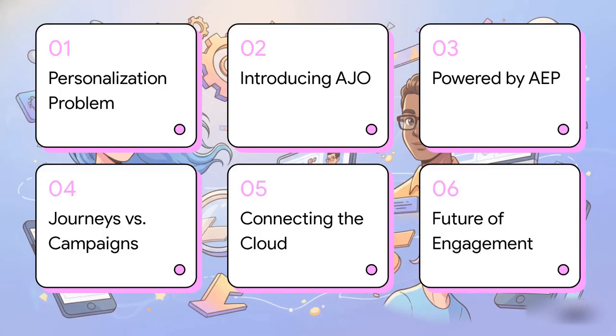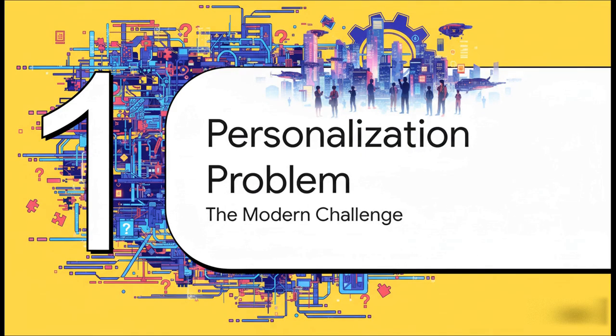So, here's our game plan for today. We're going to start with why personalization is such a huge deal, then introduce how AJO solves that problem. After that, we'll look under the hood at its engine, AEP. We'll break down what AJO actually does, how it plays with all the other Adobe tools, and, of course, what this all means for the future of customer engagement. Let's dive in. All right, first things first.